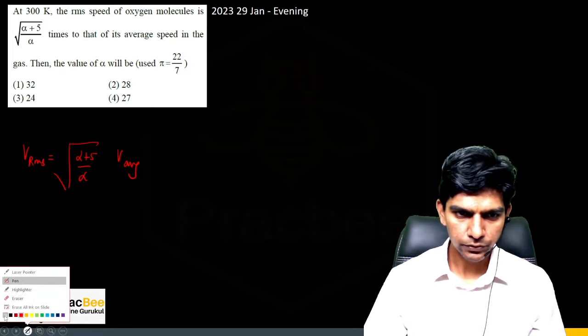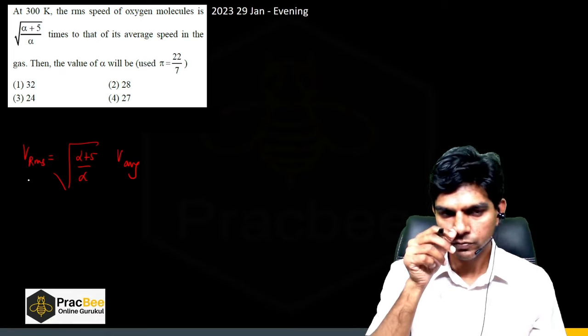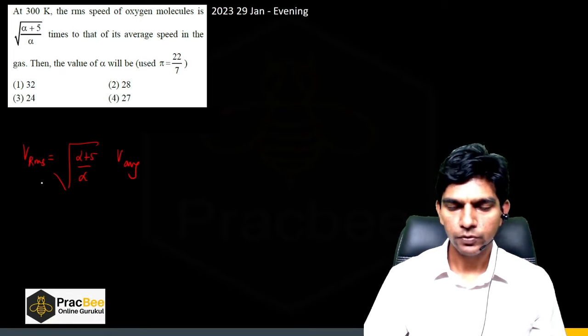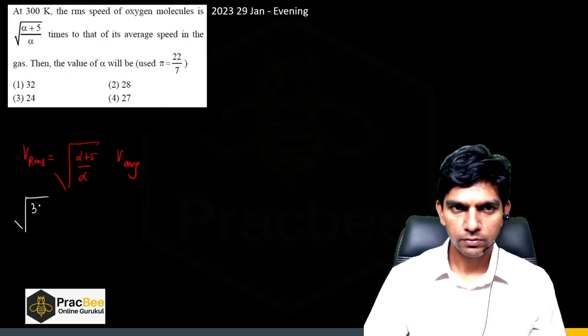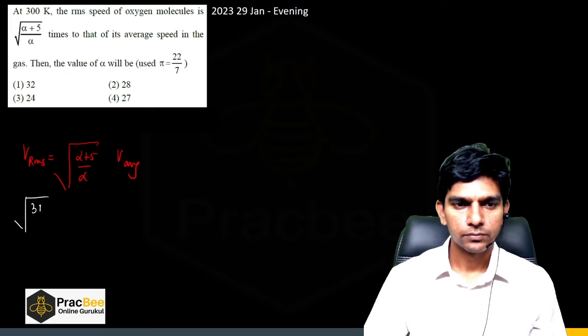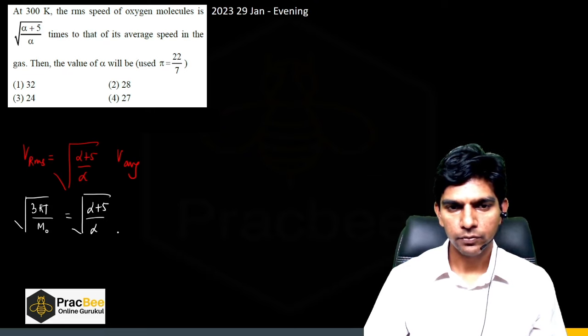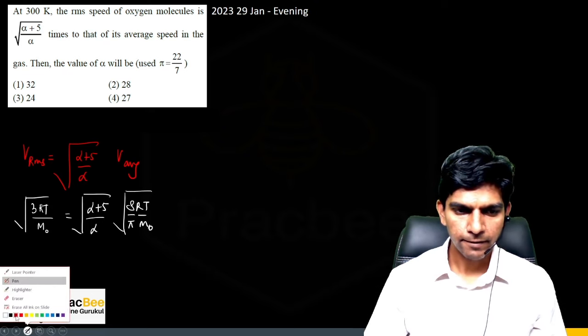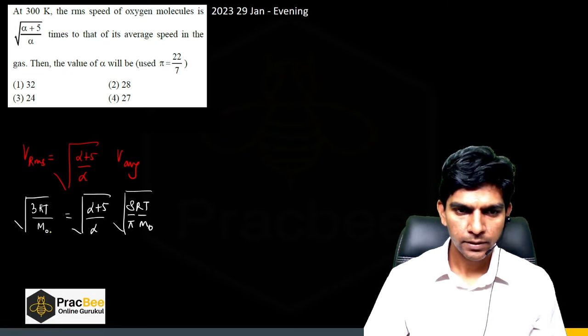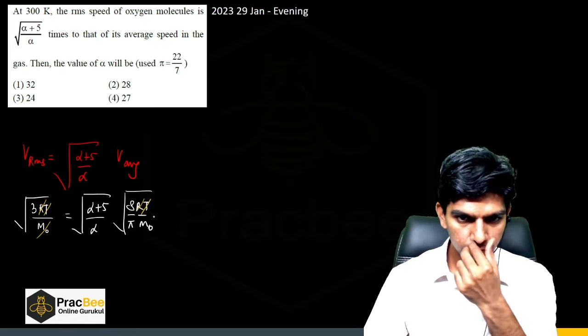So let us put the values. Let us write down the formulas. V_RMS is root of 3RT by M naught. It is equal to root of (alpha plus 5) by alpha, times V average, which is root of 8 by pi RT by M naught. So can you see, this M naught and RT will get cancelled out.